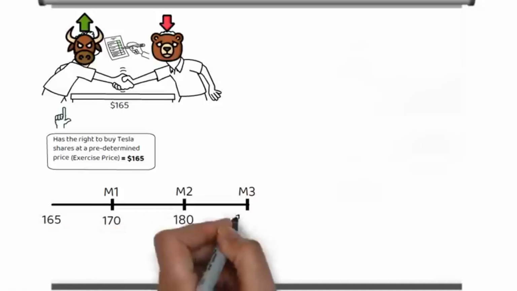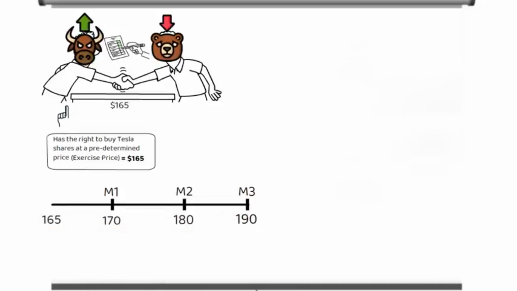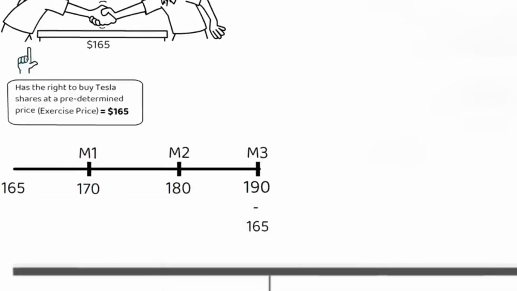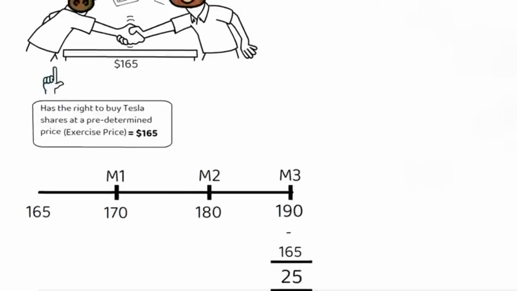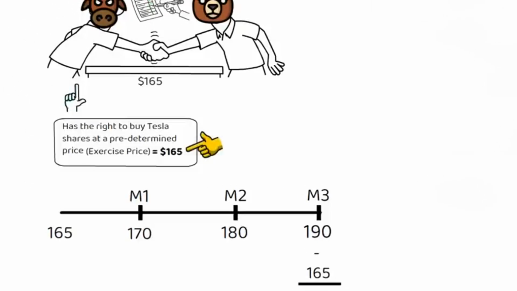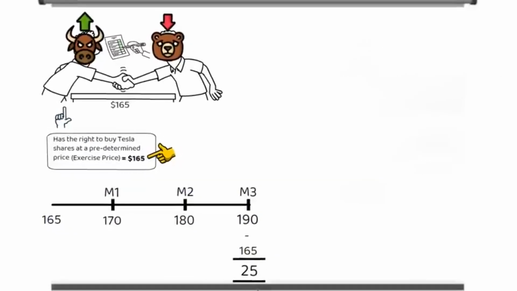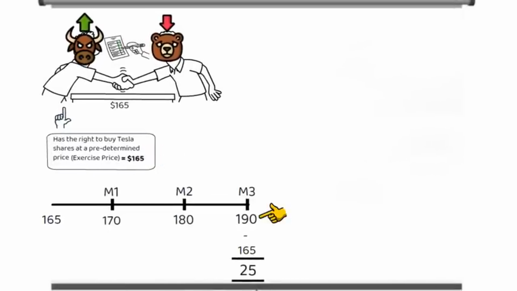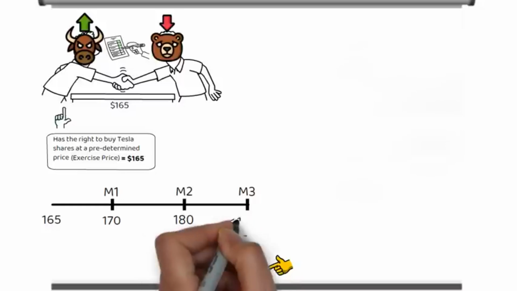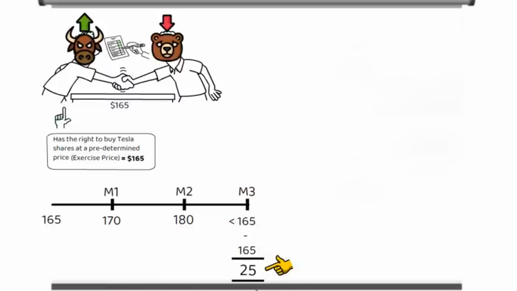Now, if the stock price at the end of 3 months is $190, the bullish trader stands to gain $25 from the agreement, as he can now buy the shares at a lower price from the bearish trader. The bullish trader exercises the option and can sell the shares immediately at $190, carving out a nice profit. On the other hand, if the stock price after 3 months is lower than the agreed $165, the bullish trader can choose not to buy shares at $165 because those shares are available at a better price.